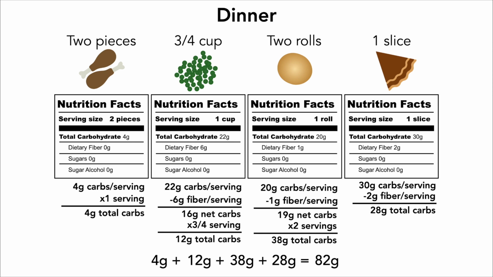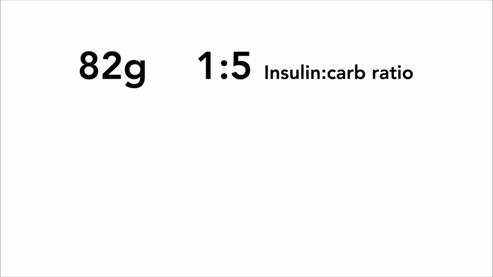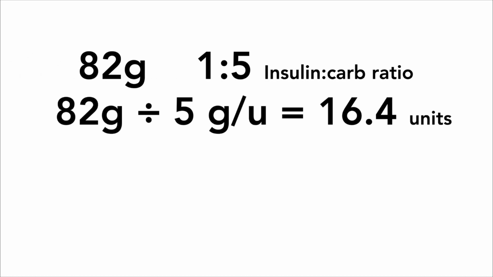That's not too bad for a dinner meal, but you could always decide not to have the pie or one of the rolls if you wanted to have fewer carbs. Now for the very last step. The meal totals 82 grams of carbs, and we'll stick with the 1:5 insulin to carb ratio. And there we go, 16.4 units of insulin.